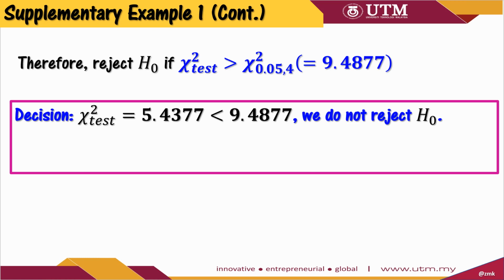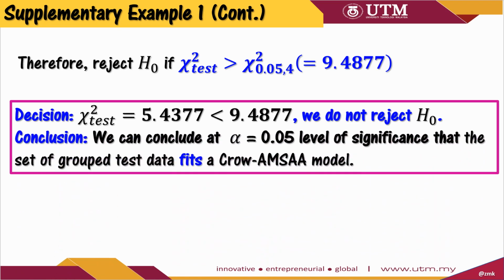Since the calculated chi-square test statistic value is 5.4377, which is obviously less than 9.4877, we do not reject H0 and conclude that at alpha equal to 0.05 level of significance, the set of group test data does fit the Crow-Amsaa model.